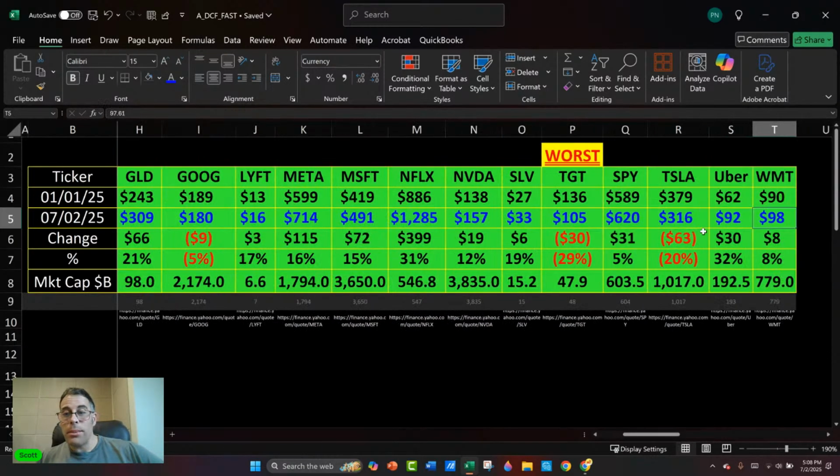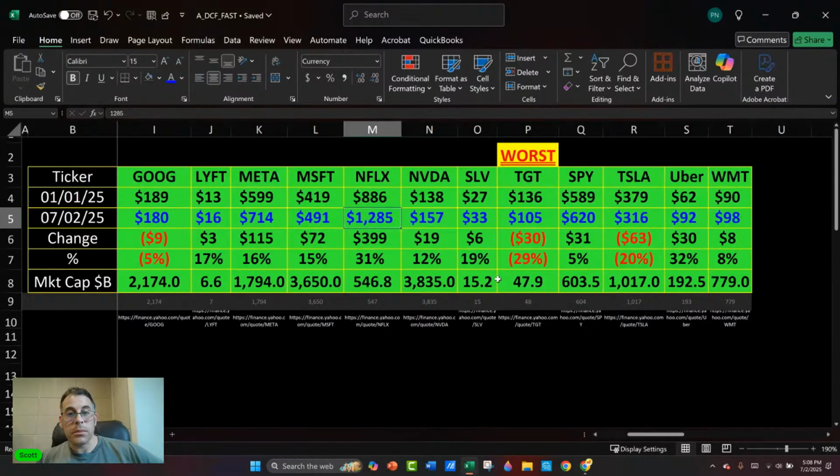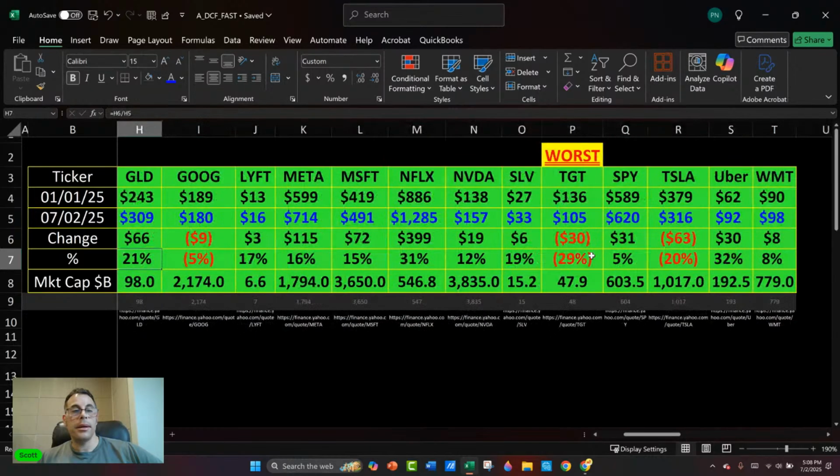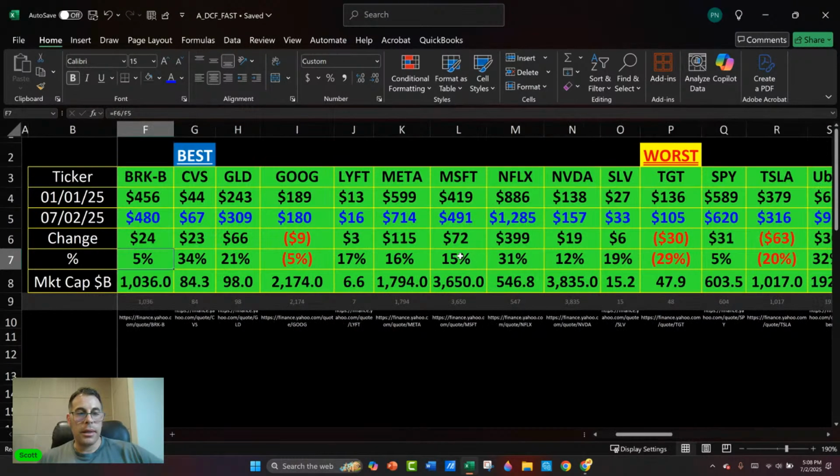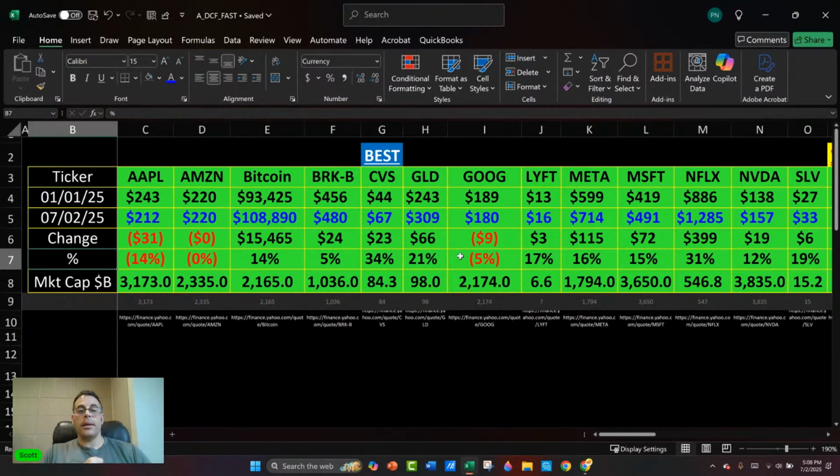People have really short-term memories. So Target is down 29. Tesla is down 20% for the year. Google has Waymo, which is a huge market. Robotaxis, that's a massive market because it's not just robotaxis, it's also people's cars.